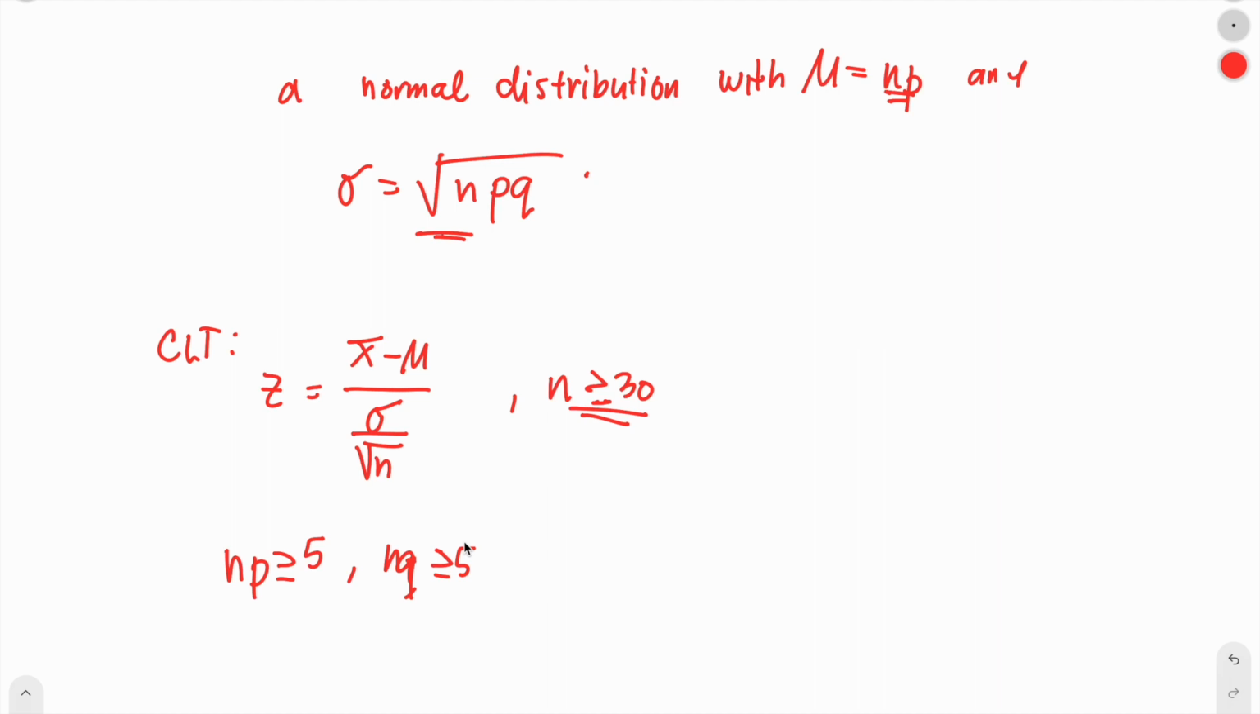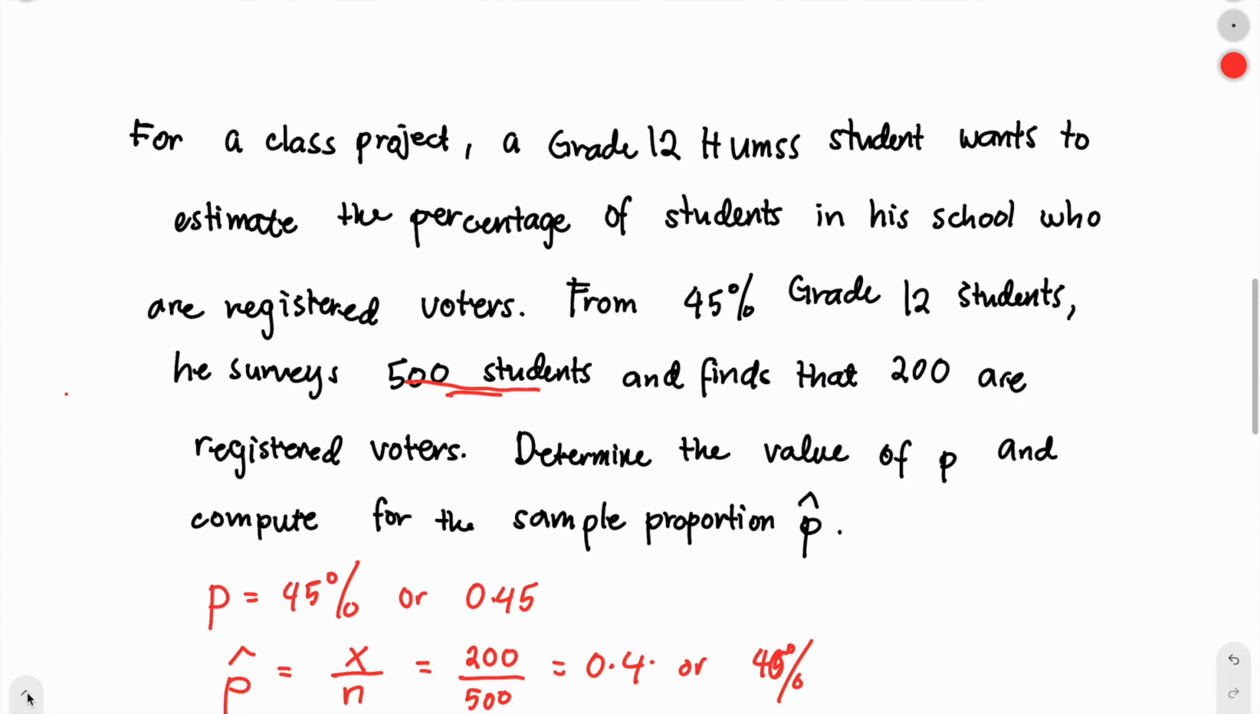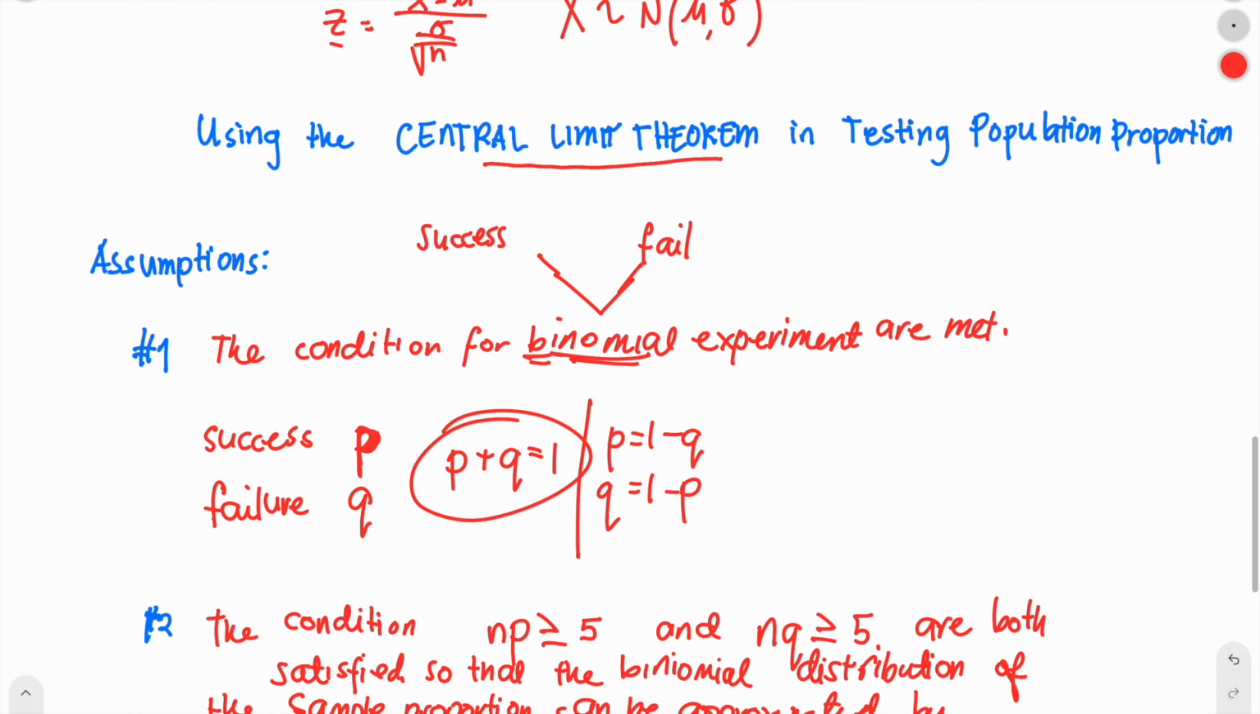So, let's go back to the previous example. Remember, you can go back to that part here, this one. So, let's check for the assumption. Assumption number 1. Like previously, we determined that p is equal to 0.45 or 45%. N is 500.